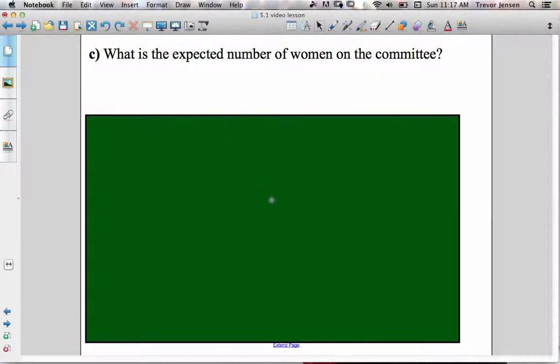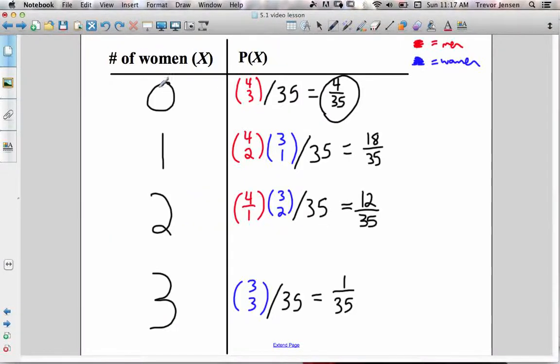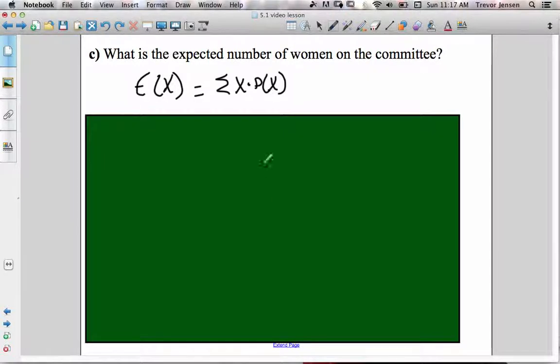What's the expected number of women on the committee? Once again, don't forget we'll use our formula, the expected number of women, so I'll use x for the number of women, equals the sum of each value of x times its probability. So if you go back to your table, you're getting 0 times 4 over 35, plus 1 times 18 over 35, plus 2 times 12 over 35, plus 3 times 1 over 35.